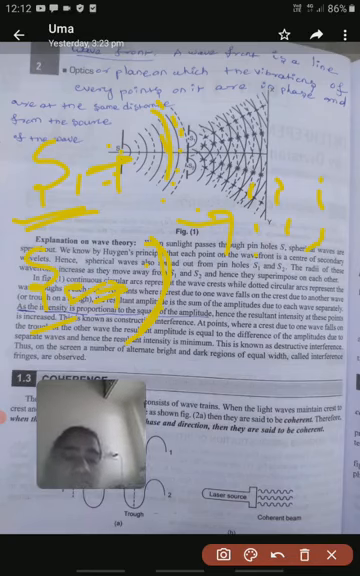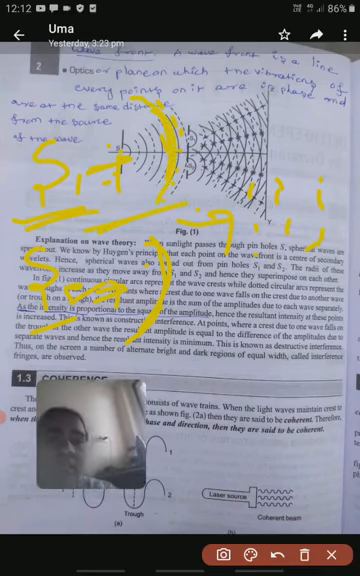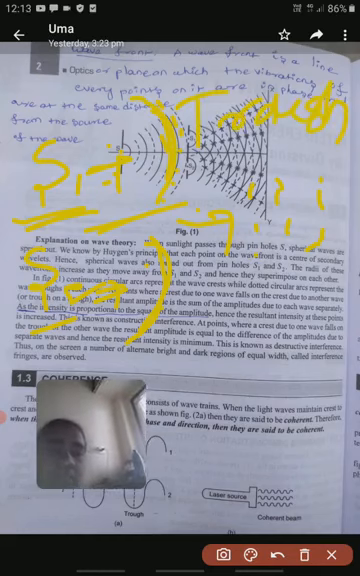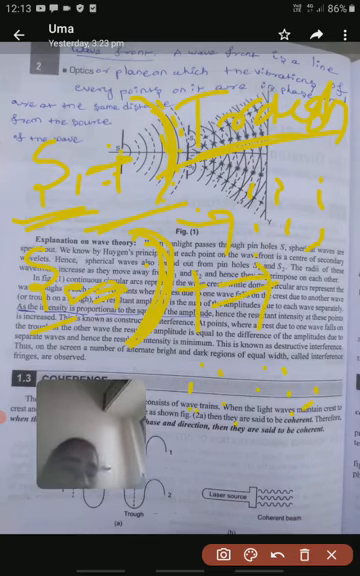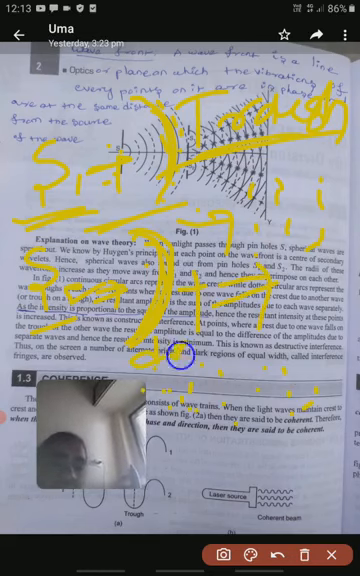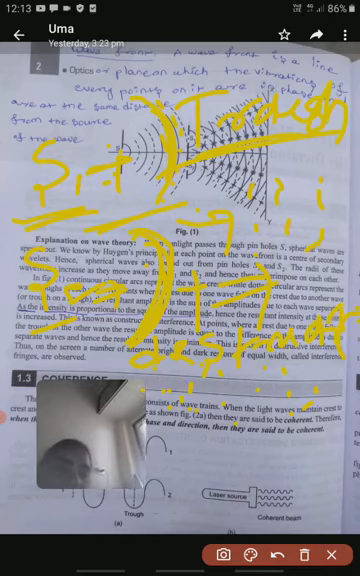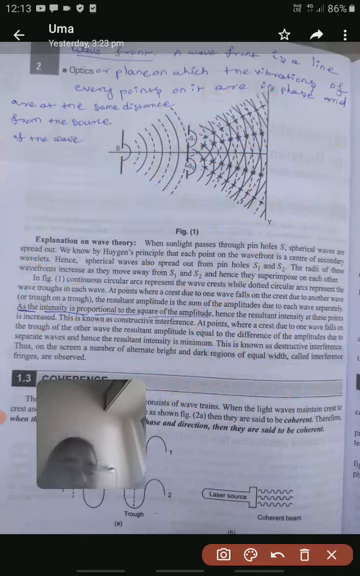If from S1 this one is a trough and this one is the crest, and this trough and crest are superimposed on each other, we get low intensity light. This we call destructive interference. This information was given by Young's experiment.